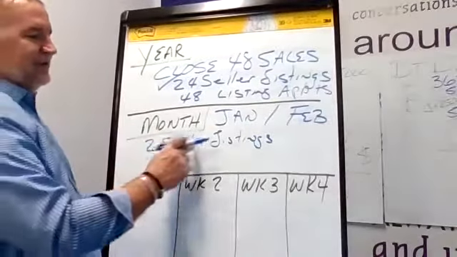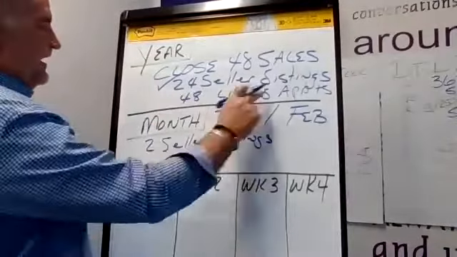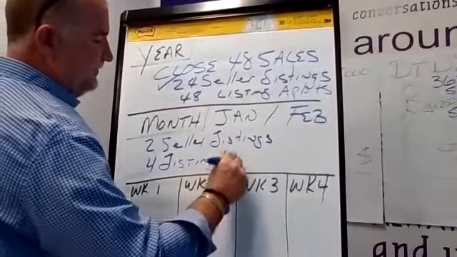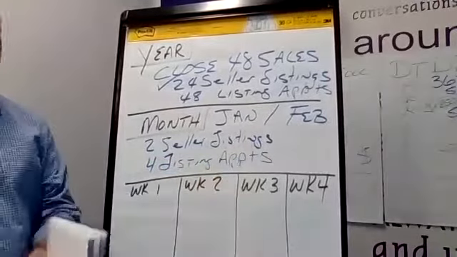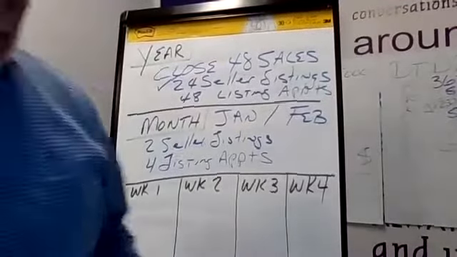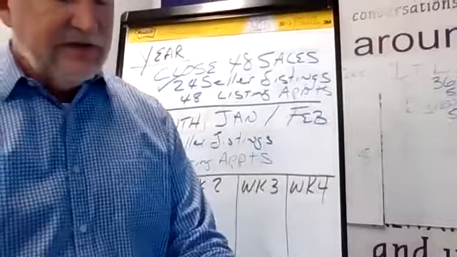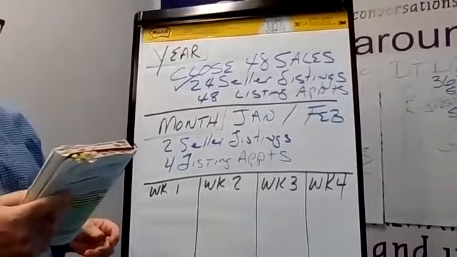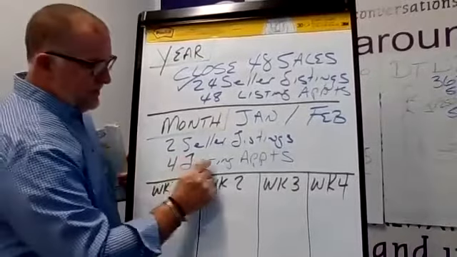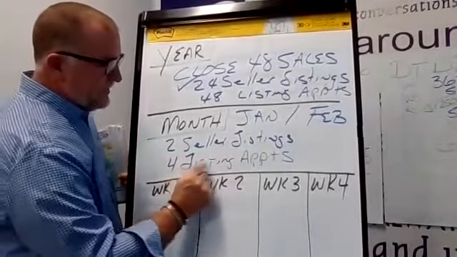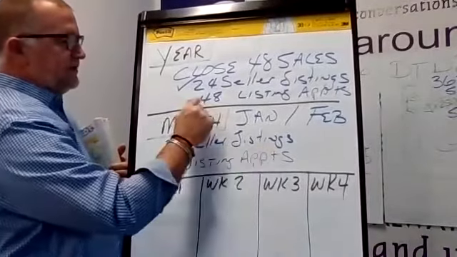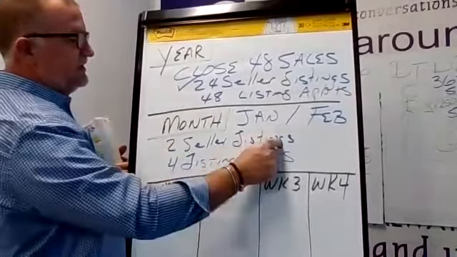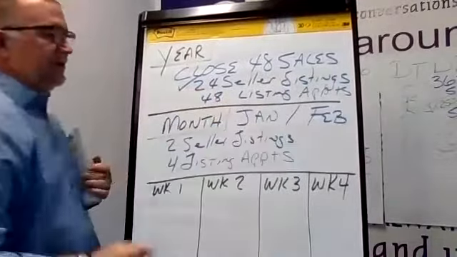Mm-hmm. Now, 2 seller listings is my goal in January, and for listing appointments, Gary says on page 133 of The Millionaire Real Estate Agent at the very top of the book, he says, once you know how many appointments you must have, I need 4 seller listing appointments in January in order to go on 48 listing appointments for the year, in order to take 2 seller listings in January and 24 seller listings for the year.